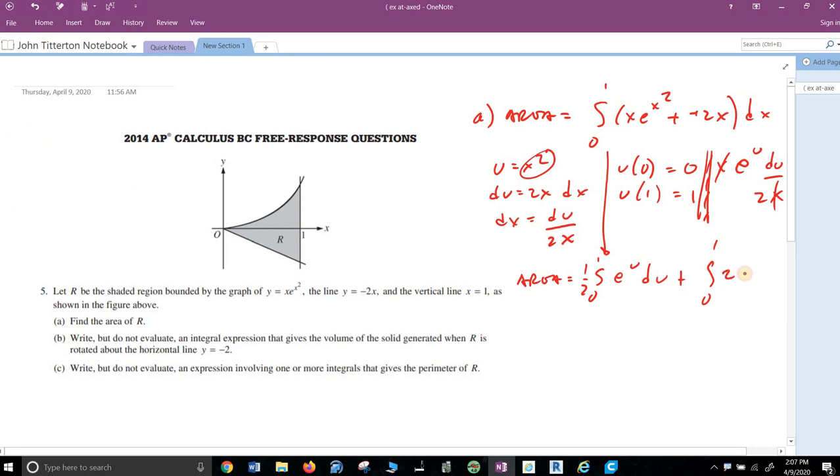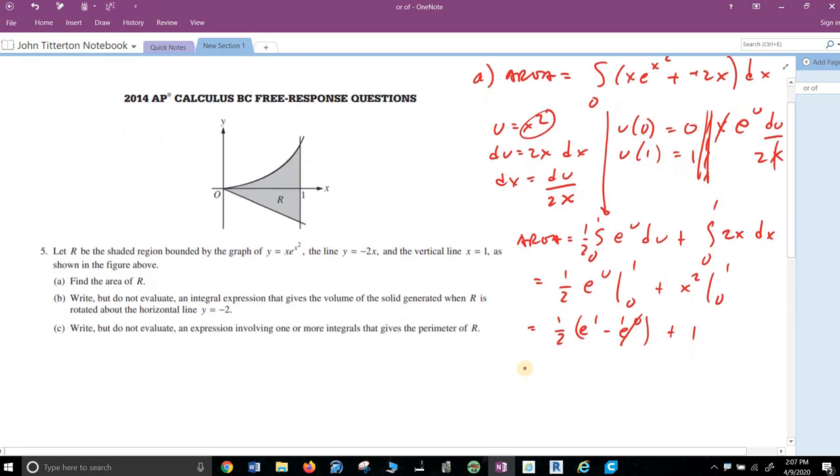So that would be 2x dx. So we get 1/2 e to the u from 0 to 1 plus x squared from 0 to 1. Put in 1, put in 0: 1/2 e to the first minus e to the 0, also known as 1, plus 1. End up with 1/2 e minus 1 plus 1.